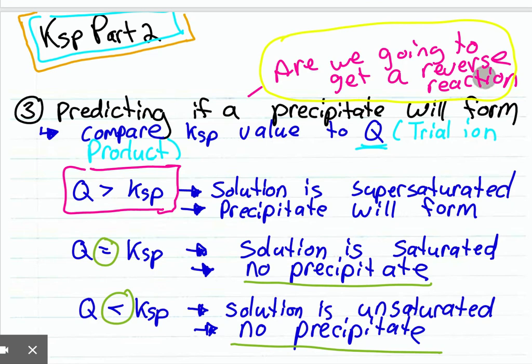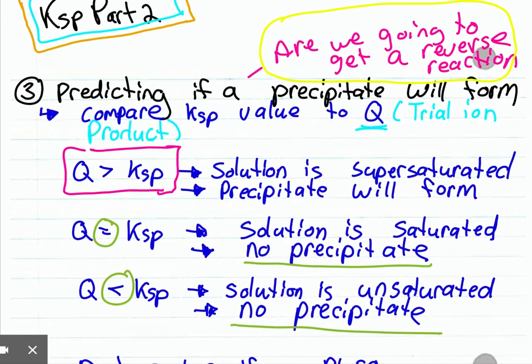When you are determining if a precipitate is going to form, you are comparing the KSP value to Q, and in this case, they call Q the trial ion product. Okay, so for some reason, it has a new name. It is the same Q. It is calculated the same way we've calculated Q in the past, but it has a special name, trial ion product, because it is dealing with ions dissolved in solution.